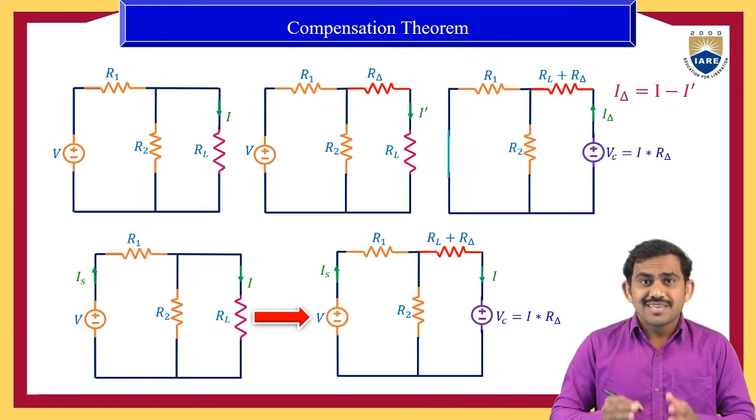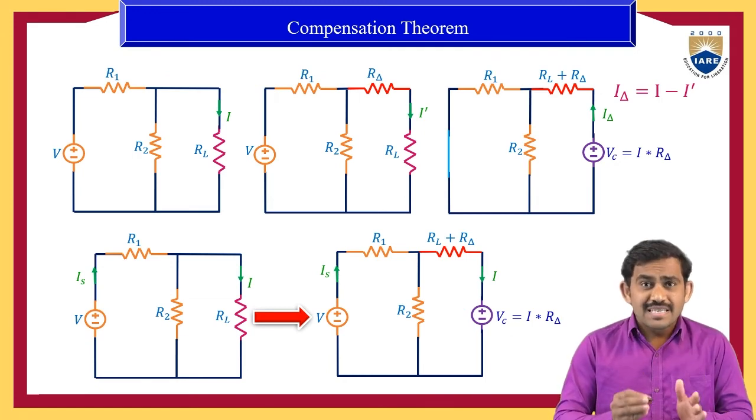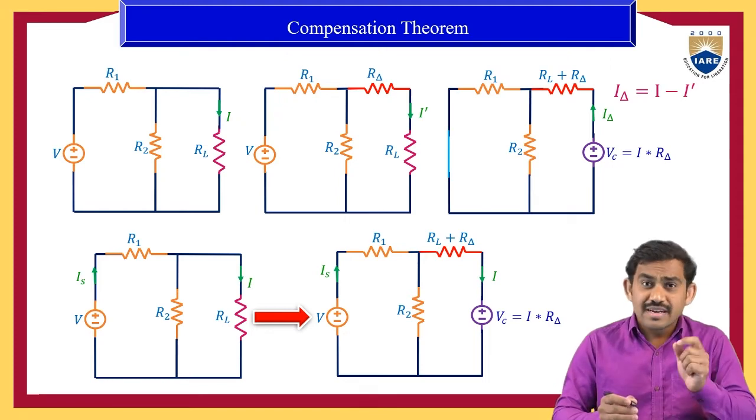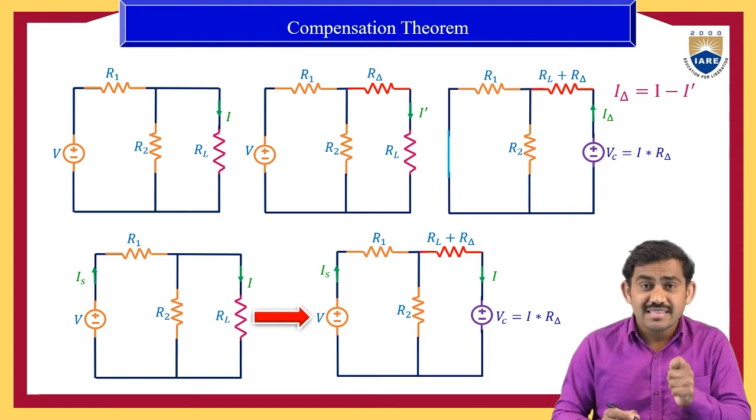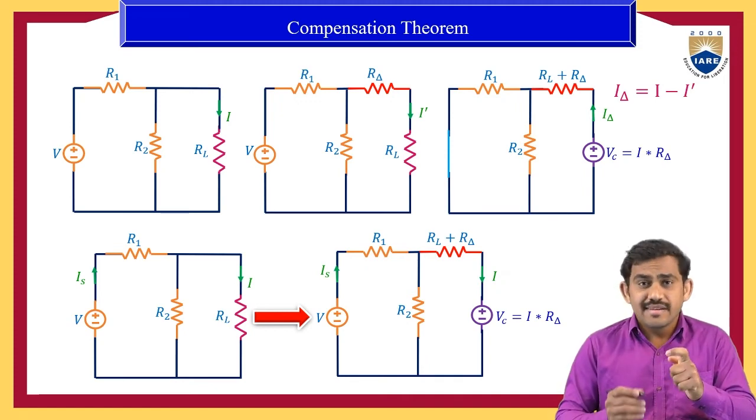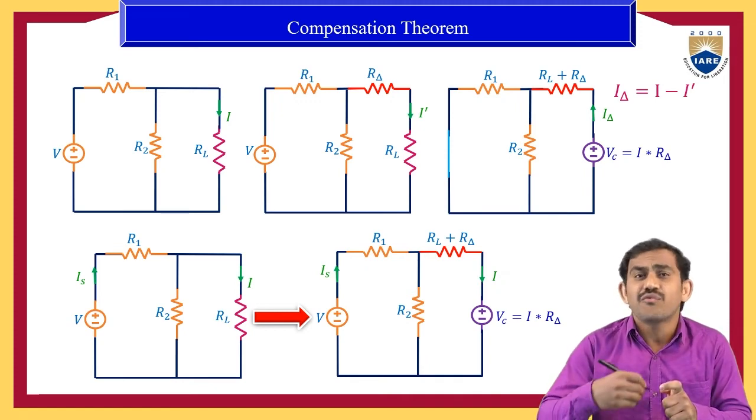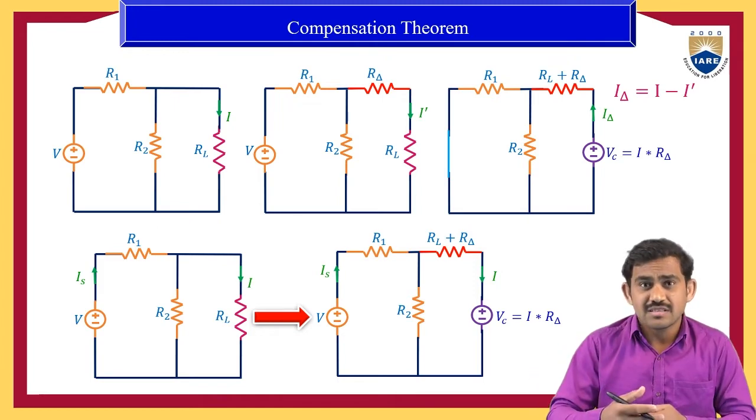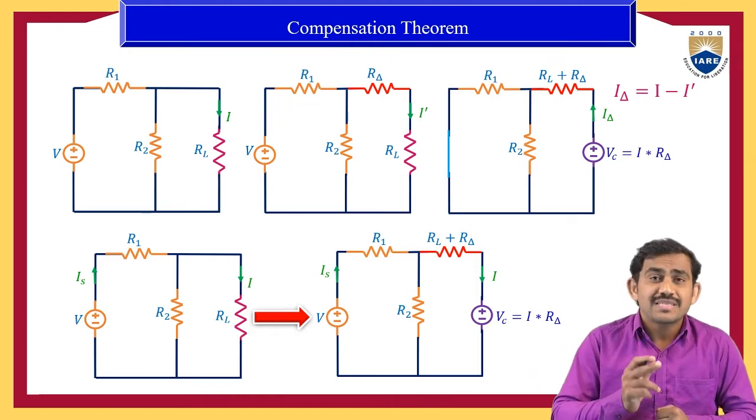So I want to conclude this session. Okay. So compensation theorem means, in a time invariant network, for any uncoupled branch resistor, if the resistor is changed by some value, then you need to compensate some voltage in that branch. That is nothing but your compensation theorem.